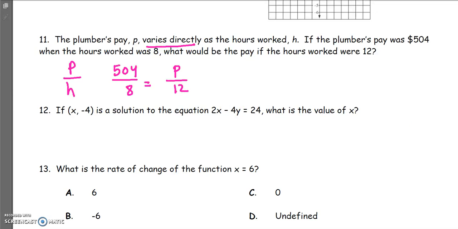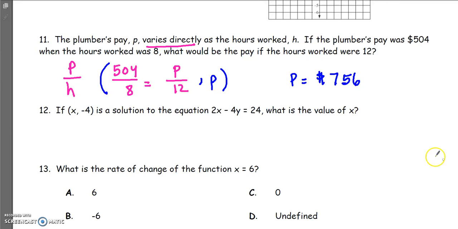So, of course, we can cross multiply and solve for the variable P, or we could just put this in, comma P, into nSolve and come up with our answer. So I've already done that. So my P comes out to be $756.